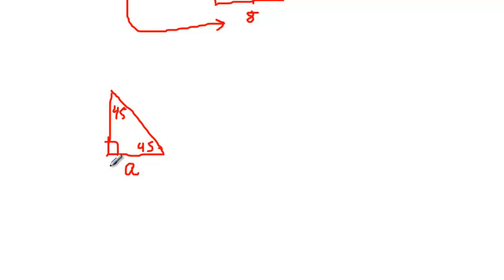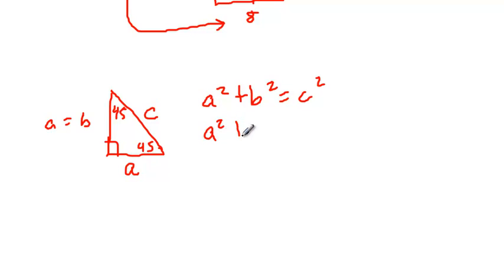Well, assume that this length is called A. We could call this B, but in a 45-45-90 triangle, both legs are equal. So this could be B, but B is equal to A, so we'll just refer to it as A as well. And we still have our hypotenuse, C. So in this case, A squared plus B squared equals C squared. But we can think of that as A squared plus itself, because those two legs are equal. A squared plus A squared is 2A squared, and that equals C squared.